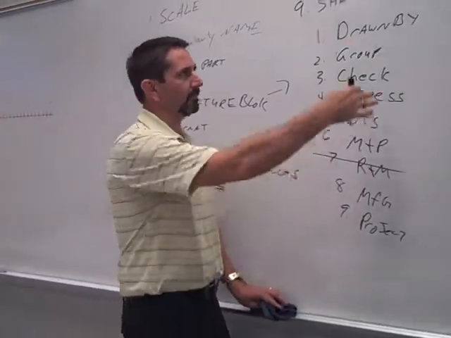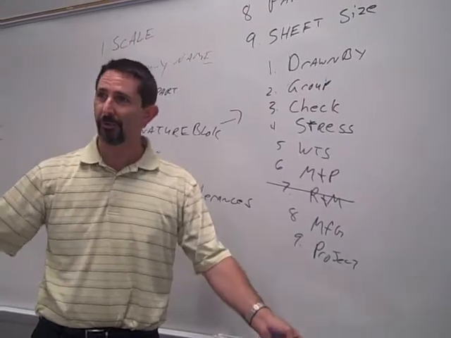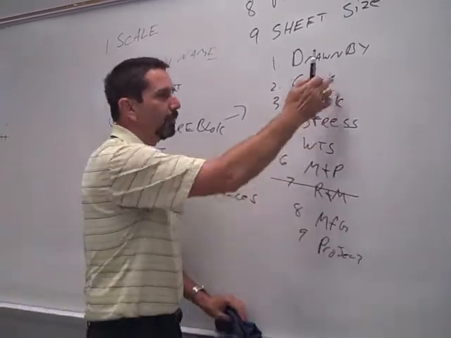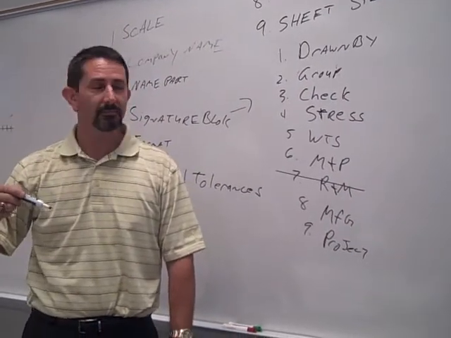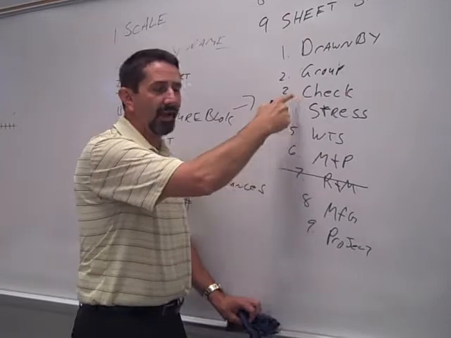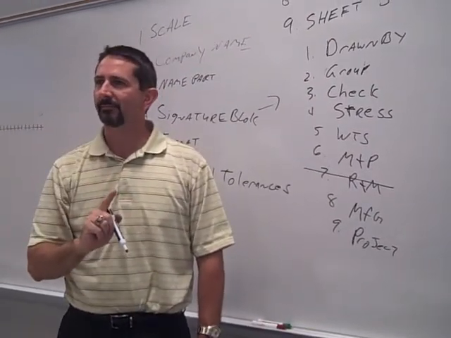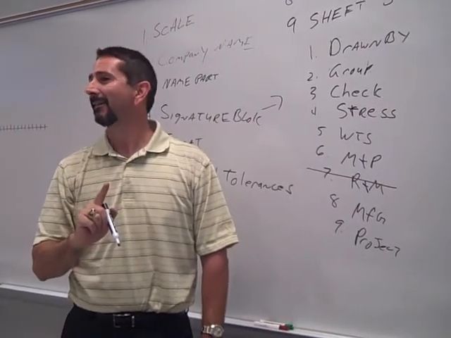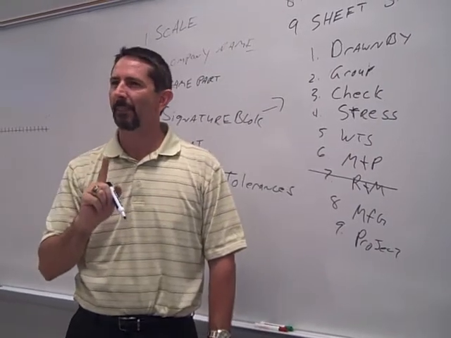Let's start with the easy one. Drawn by would be the person who drew the drawing, correct? Somebody created it. Okay. Group would be his first level supervisor. Who's check? Now this is an interesting one. What do you suppose check does? Make sure it's correct. Checks the drawing for accuracy. Checks a drawing, but what does he actually check for?